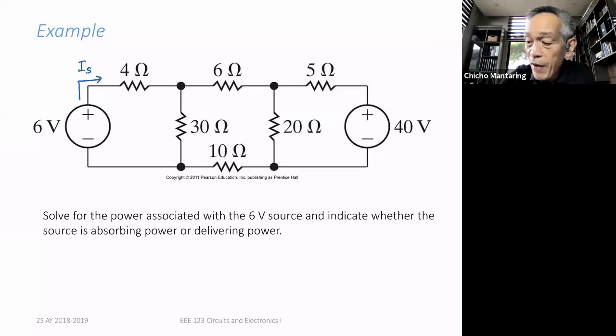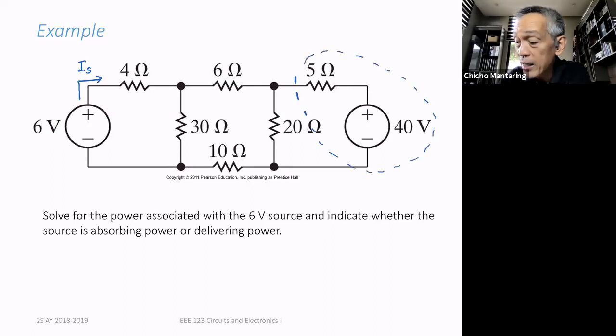So if I want to compute for I of S, I have to preserve the branch where I of S is flowing. So I will simplify the rest of the circuit. So how do I go about that? You notice here, I have a 40 volt in series with a 5 ohm. So what can I replace this with? Ito.